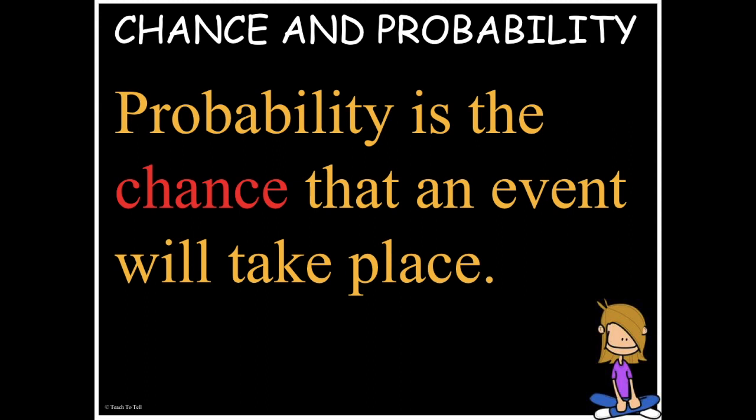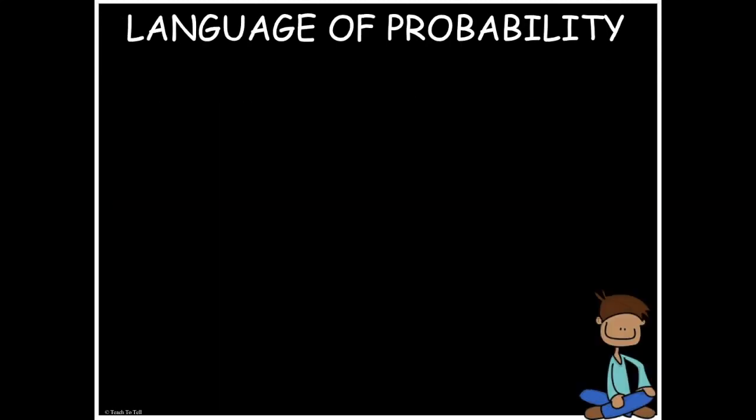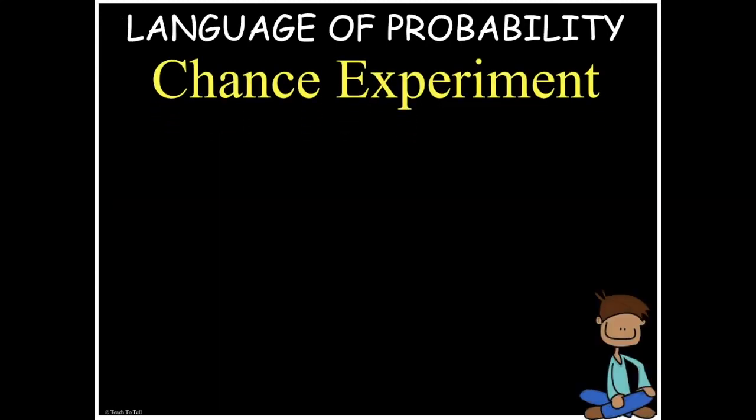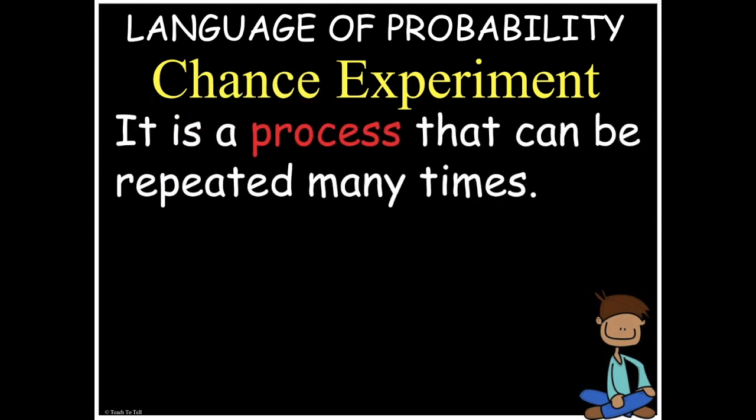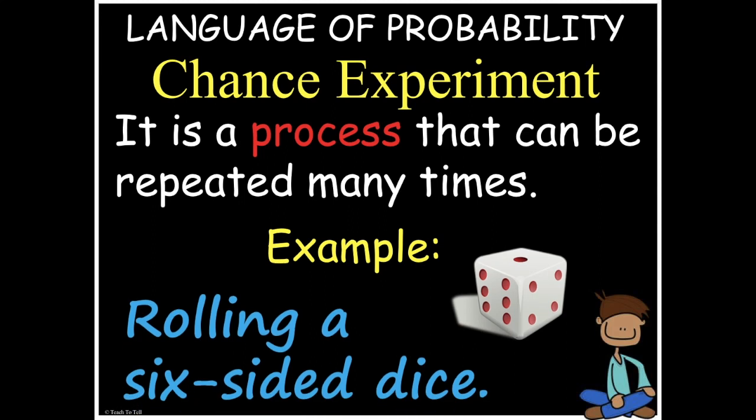So, probability is a chance that an event will take place. What is the chance of something happening? A chance experiment is a process that can be repeated many times. So we just looked at what the chance is. So an experiment, an example is rolling a six-sided dice several times. It's not just one time, it's a process, and you do it many times. So you can roll the dice and see what number you get.